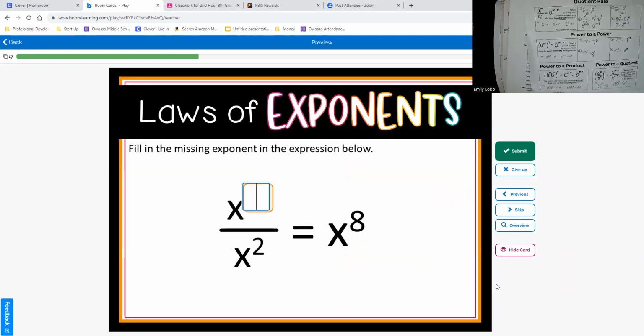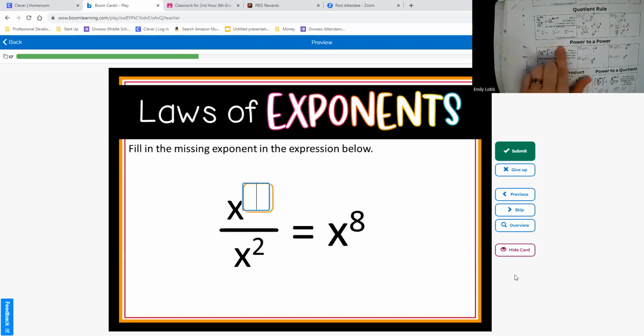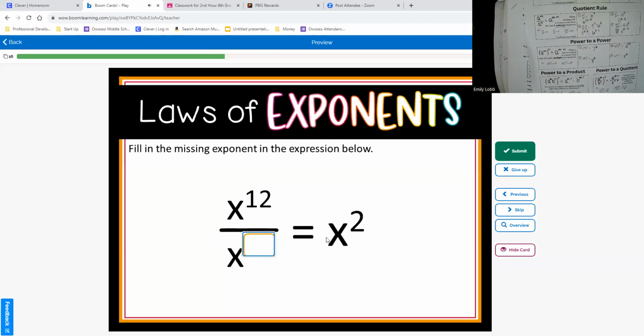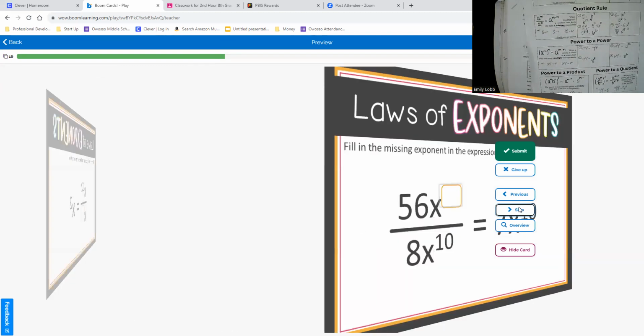Oh man, quotient rules. What do we do with our quotient rule? We have to subtract. So what minus 2 equals 8? 10 minus 2 equals 8. 12 minus what equals 2? So again, we've got a 10 there, right? These aren't too bad.